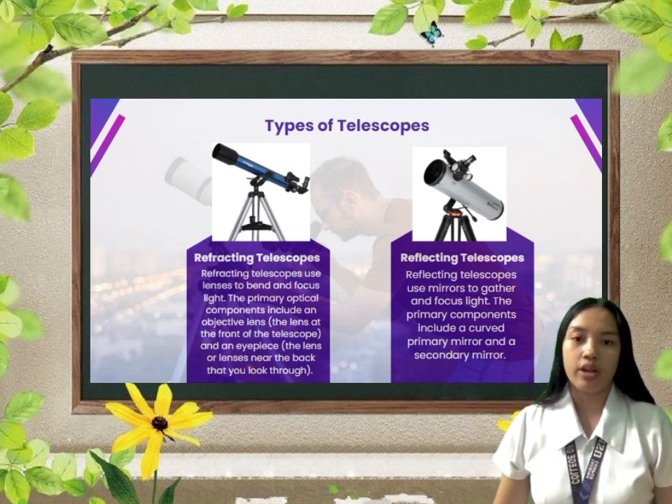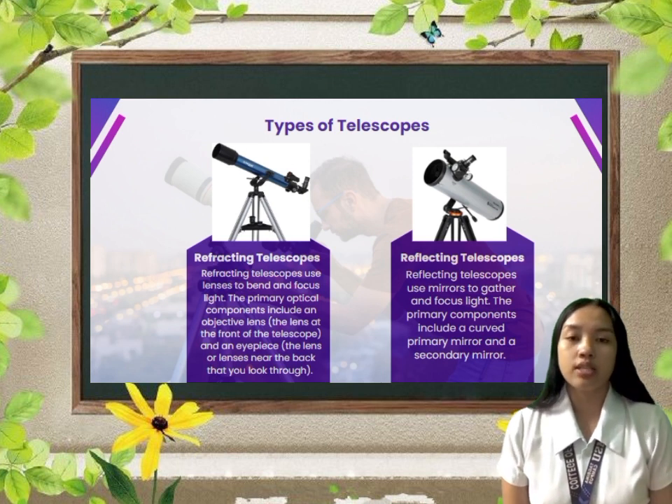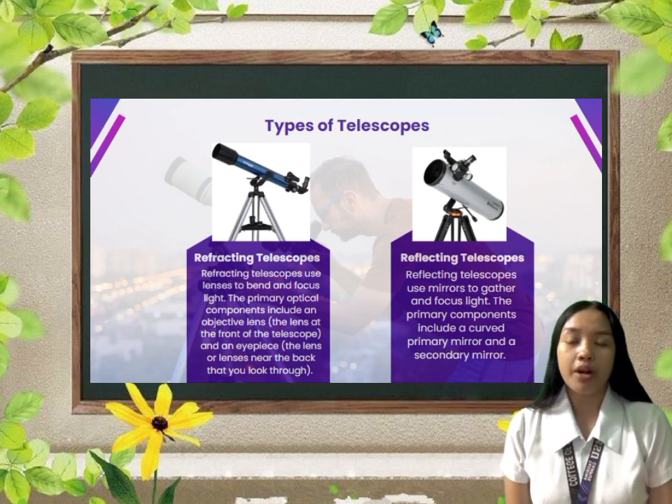So, the next type of telescope is the reflecting telescope or reflector. Reflecting telescopes use mirrors to gather light. The primary components include a curved primary mirror and a secondary mirror. The primary mirror reflects light to the secondary, which directs it to an eyepiece or camera.